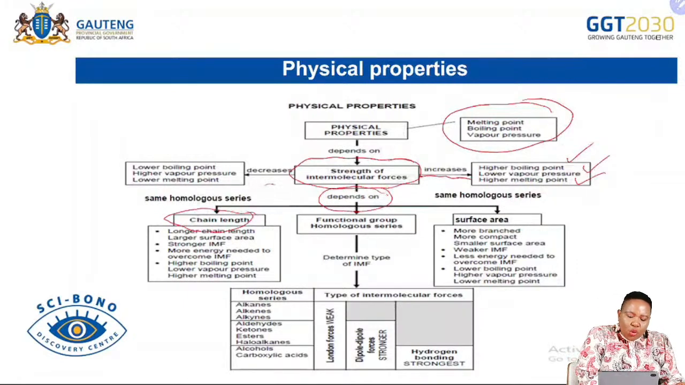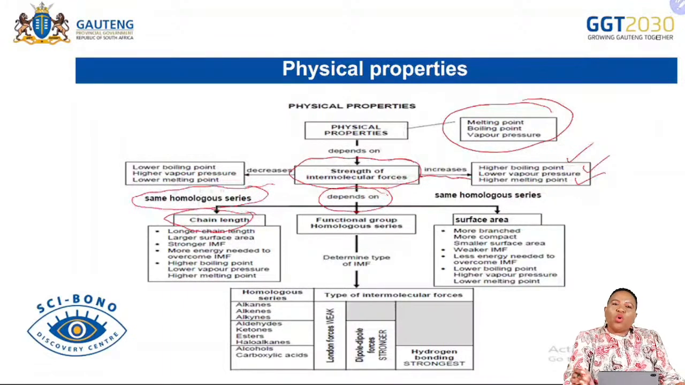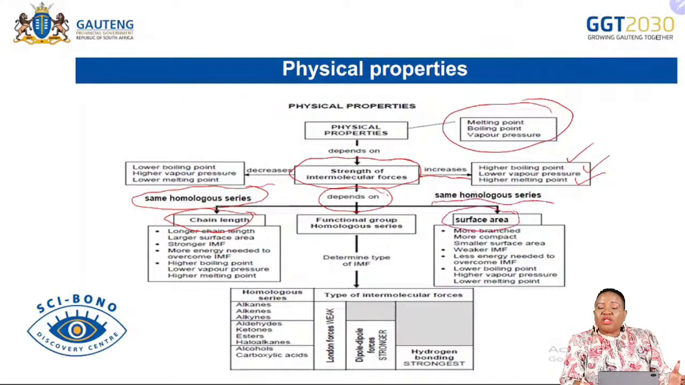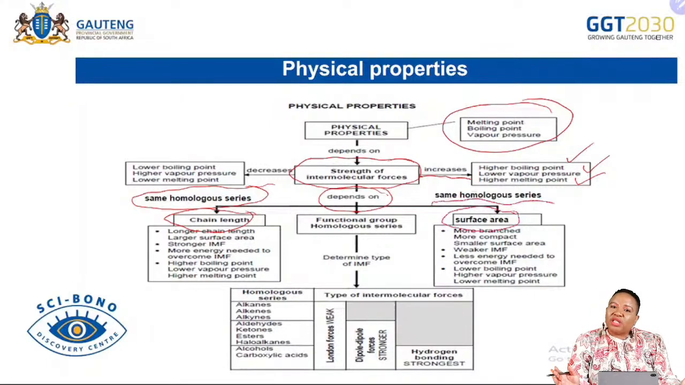And then when you're comparing the chain, you must only compare compounds of the same homologous series. It means I cannot compare the chain of ketones and alkanes. If I have to compare the chain, I must take the chain of all the alkanes. It must be maybe methane, ethane, and propane. They must all belong to the same homologous series, because the only independent variable I will have is the chain length. And if I'm looking at the surface area, it will also be compounds of the same homologous series, because the only thing I'm doing there is reducing the surface area.